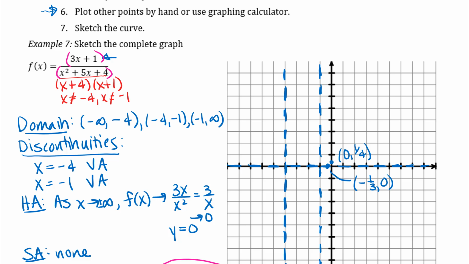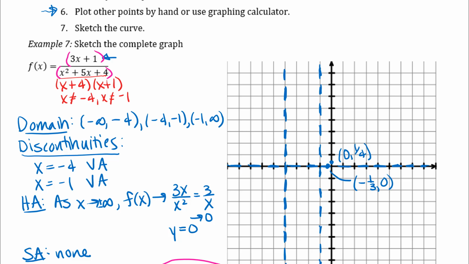You should expect to see on the graph the stuff that we already figured out. It won't show the asymptotes probably, but you should be able to see breaks in the graph at negative 1 and negative 4. You should be able to see the points that we already found, (0, 1/4) and (-1/3, 0). And then I would just use that graphing utility to find a few other points.